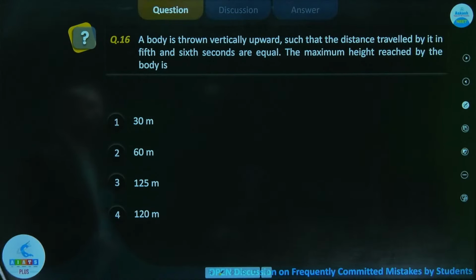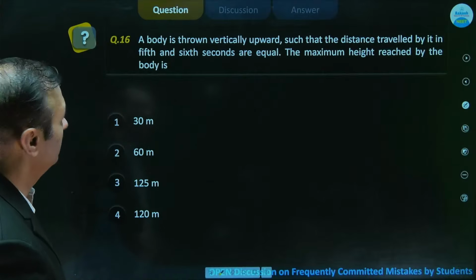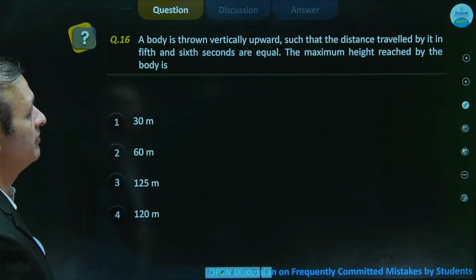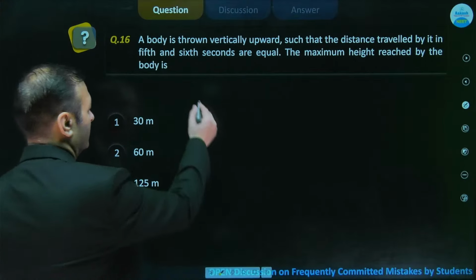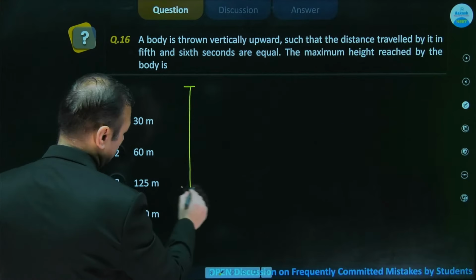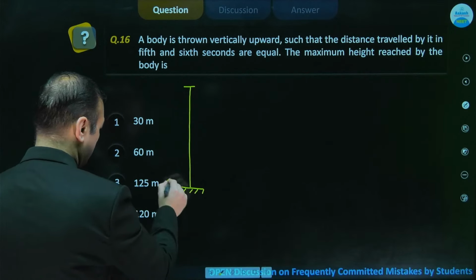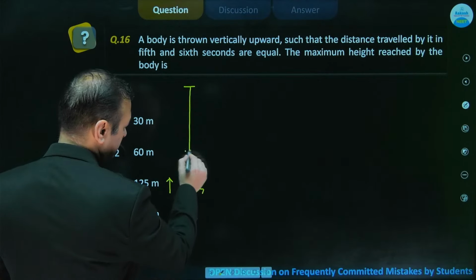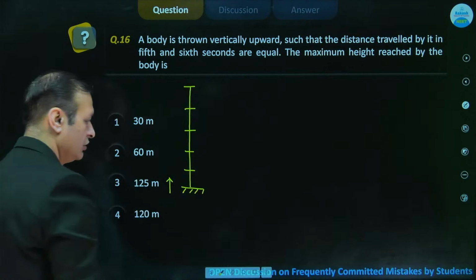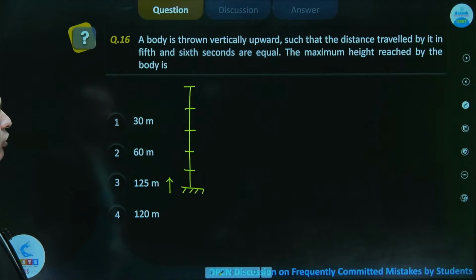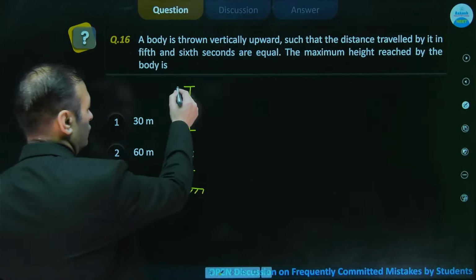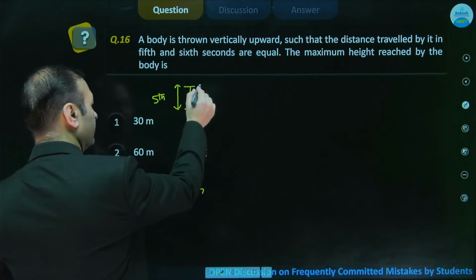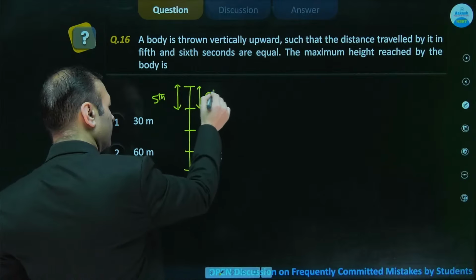A body is thrown vertically upward such that the distance traveled by it in the 5th and the 6th seconds are equal. The maximum height reached by the body is? Okay. So you are projecting a body from the ground. The distance traveled by the body in the 5th and the 6th second. So this is the 5th second and this is the 6th second.